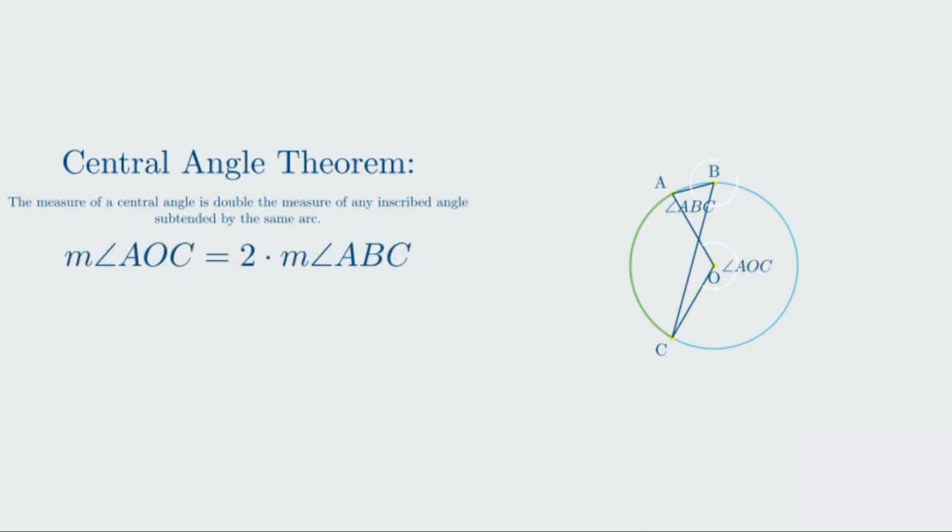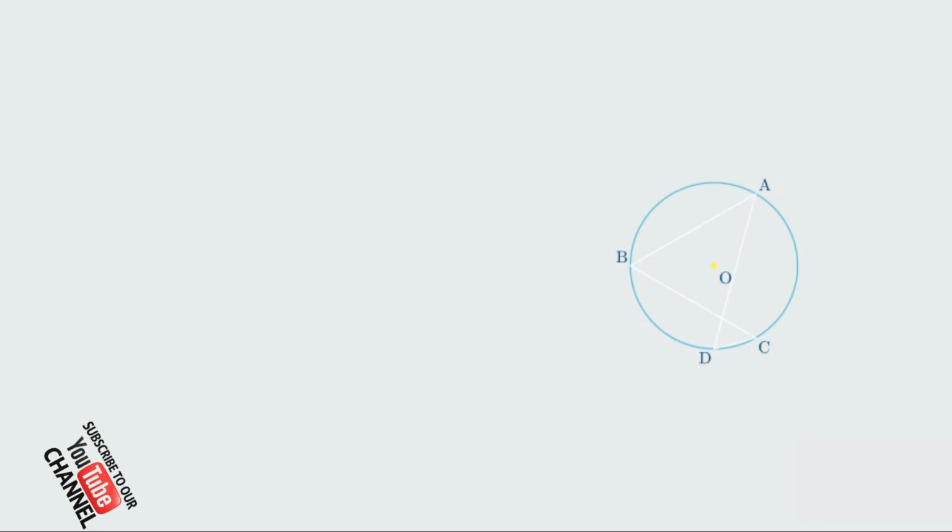This means a central angle is always twice the size of any inscribed angle that shares its arc. Hold on to this idea. It's what we'll use to connect the angles inside our cyclic quadrilateral. Now that we have our tool, the central angle theorem, let's return to our cyclic quadrilateral and apply it. We'll use our quadrilateral ABCD. Let's start with one pair of opposite angles.